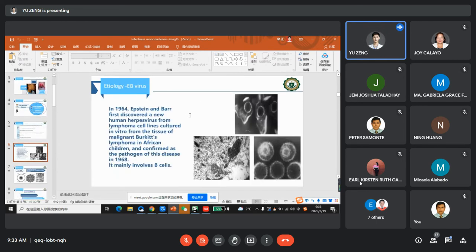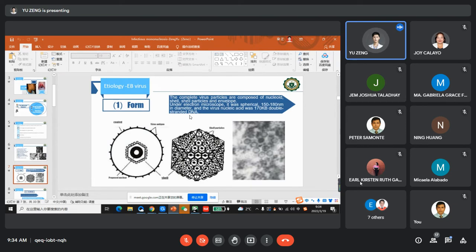Well, then let's talk about the etiology of EB virus. In 1964, Epstein and Barr first discovered a new human herpes virus from lymphoma cell lines cultured in vitro from the tissue of malignant Burkitt's lymphoma in African children, and confirmed it as the pathogen of this disease in 1968. So it mainly involves B cells.